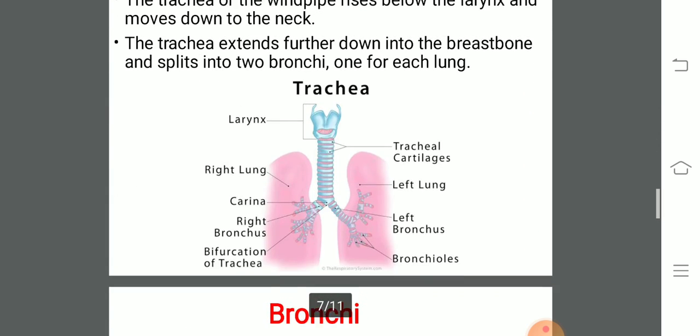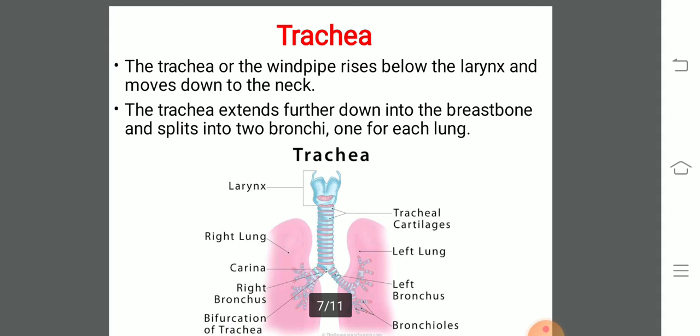Okay. The next part is what? It is the trachea. What is the trachea? The trachea or the windpipe rises below the larynx and moves down the neck. If you are observing the diagram, here it is shown below the larynx. Okay, these tracheal cartilages are there. Okay, and then it further splits into two parts. Here it is shown, that is the left bronchus and the right bronchus.